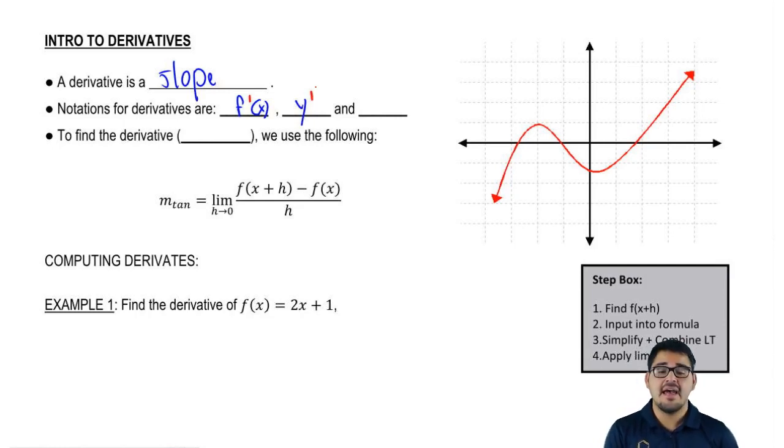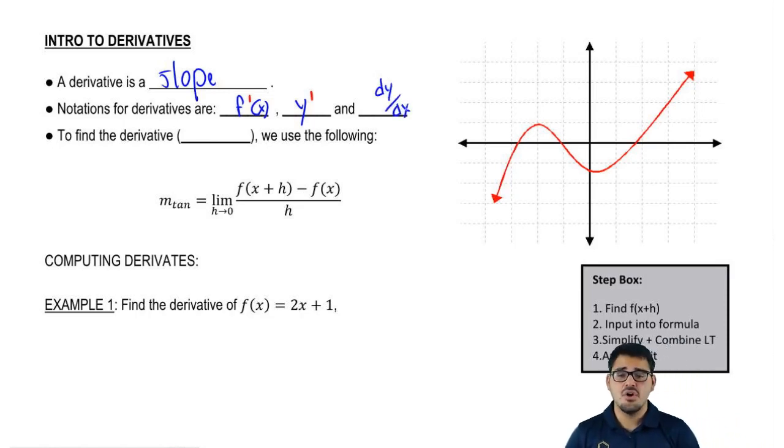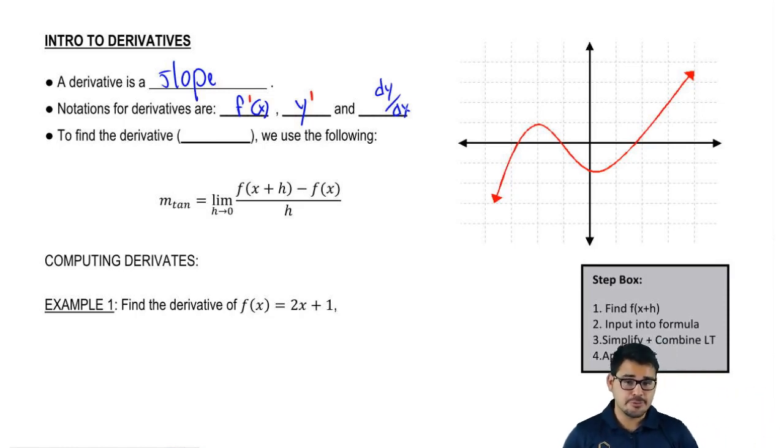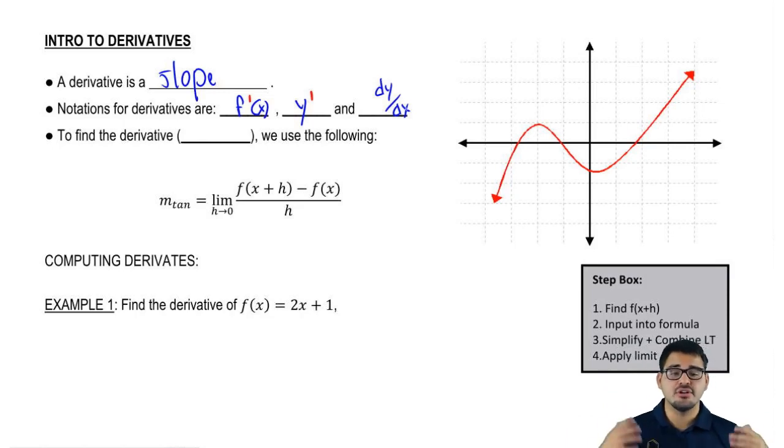And another way I can ask you for the derivative is when I ask you for dy dx, which means the change in y divided by the change in x. All right? So all these three different notations all mean derivative, which is a slope or a rate of change. But let's talk a little bit more about what a derivative is, right?